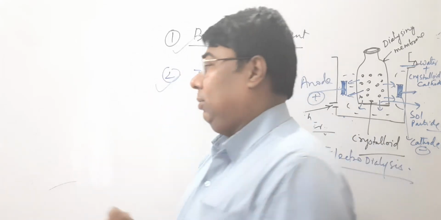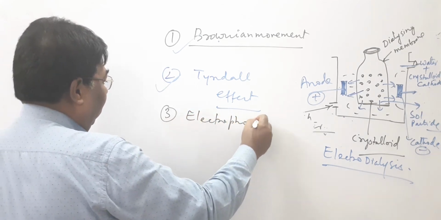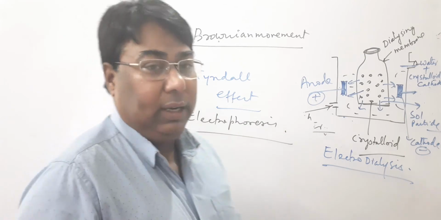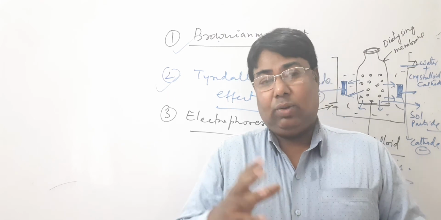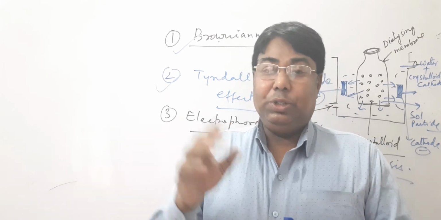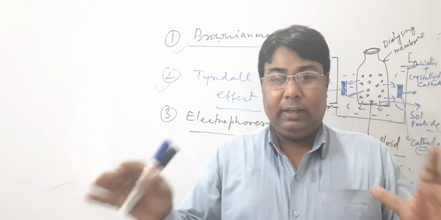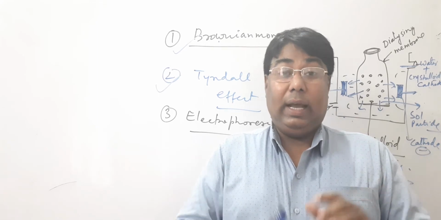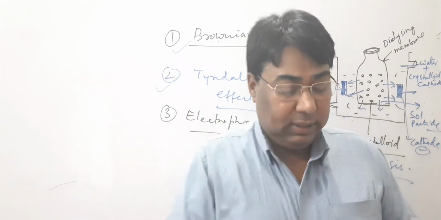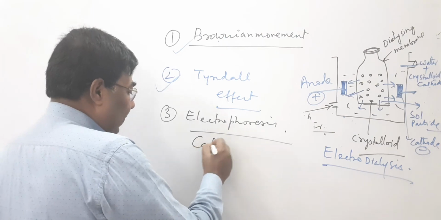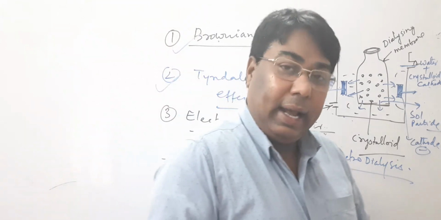Next property we discuss is electrophoresis. The third property is that colloidal solution shows electrophoresis. This is the property of colloidal solutions by which they move under an electric field. Already all of you know that colloidal particles are either positively charged or negatively charged. So they move under the electric field, and the movement of colloidal particles under the electric field is known as electrophoresis. When the movement of particles takes place only towards the cathode, it is said to be cataphoresis.